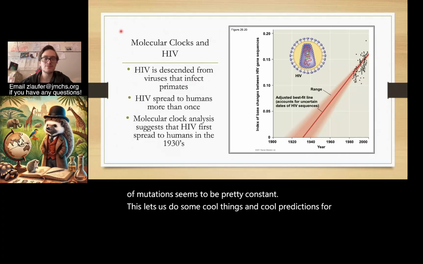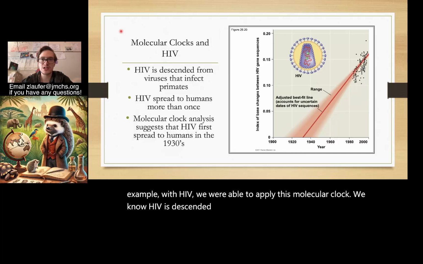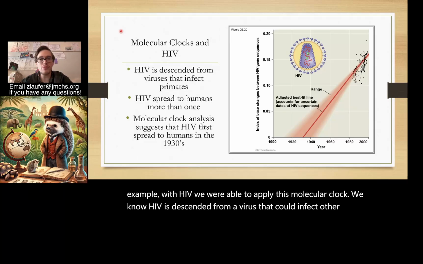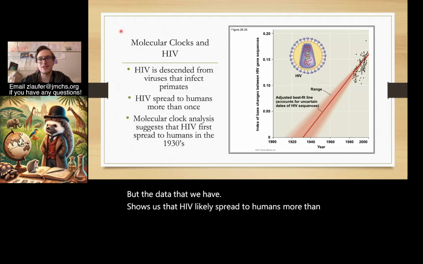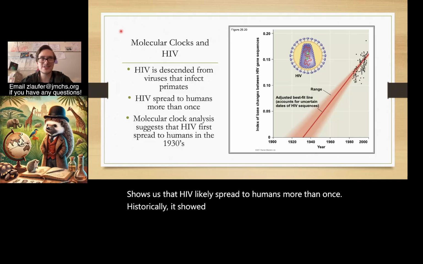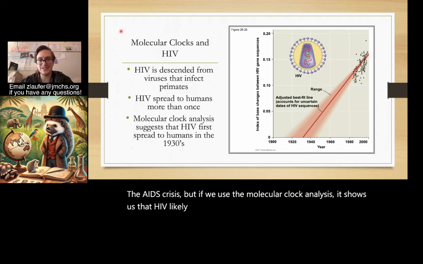For example, with HIV, we were able to apply this molecular clock. We know HIV is descended from a virus that could infect other primates. But the data that we have shows us that HIV likely spread to humans more than once. Historically, it showed up in, I think, the late 70s, early 80s, when it started the AIDS crisis. But if we use the molecular clock analysis, it shows us that HIV likely spread to humans in the 1930s, like 30 plus years before we traditionally think of it.